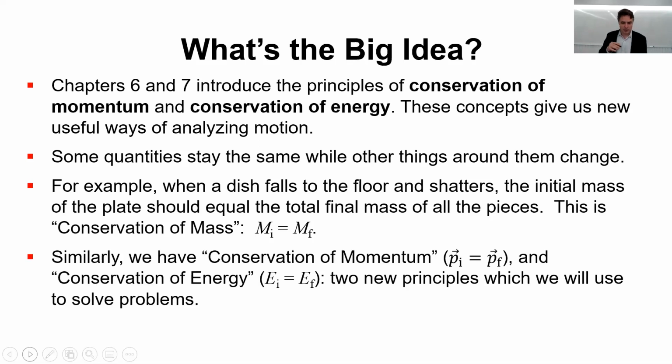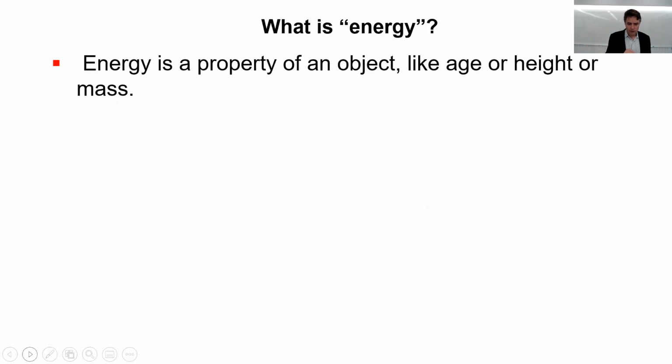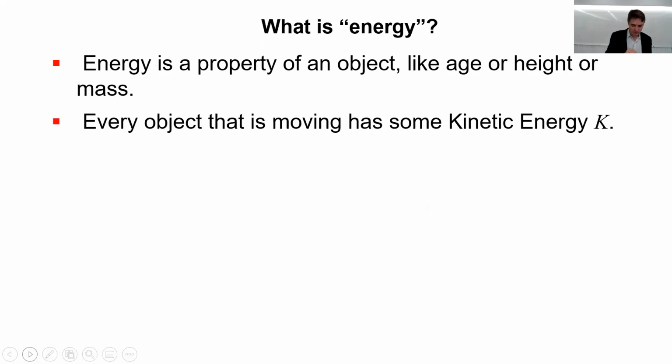So in this chapter 6, we had conservation of momentum, P initial equals P final, and that's true if the external impulse is 0. And now we have conservation of energy, which is going to be that the initial energy equals the final energy if the work done in the system equals 0. So what is energy? Energy is a property of an object, like age or height. Every object that is moving has some kinetic energy.